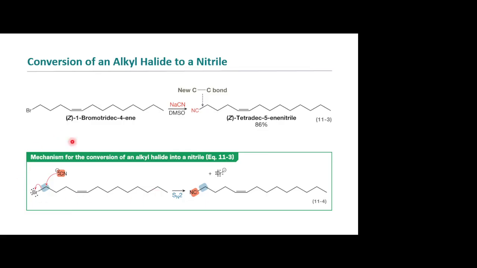And again, it's just going to be that same SN2 style attack, isn't it? And so we'll get the cyanide here, CN-, attacking the carbon. The bromide's going to leave, and we're left with our nitrile product. And so now we've added a nitrile functional group.